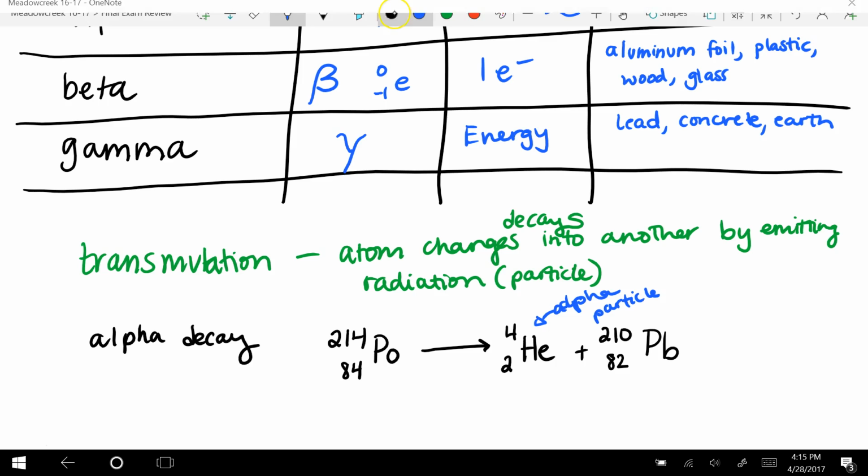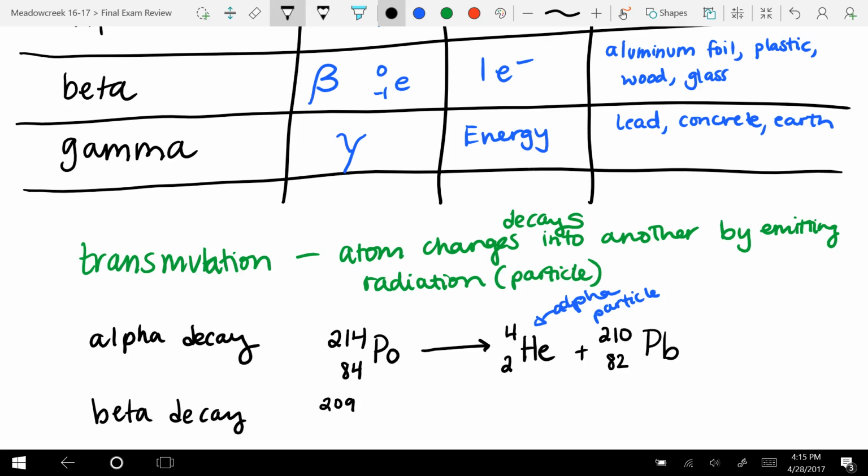Now, what about if we have beta decay? Okay. Well, it's very, very similar in that you just release a beta particle. So let's say we now have lead, but a different isotope. It's 209 mass. It's got 82 protons, so it has one less neutron than lead 210. And it emits a beta particle, which is an electron.